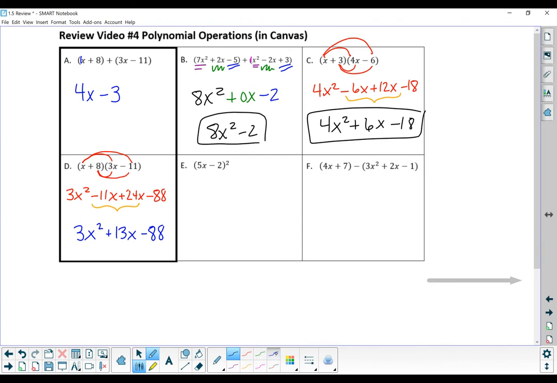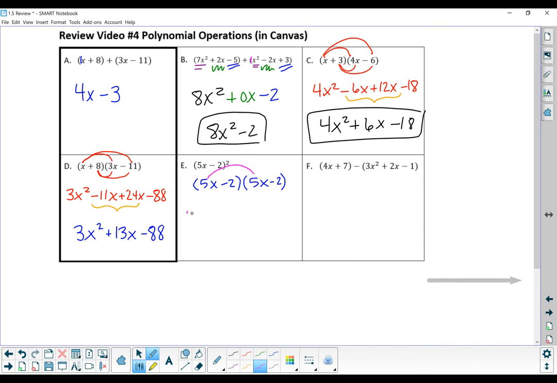Okay, E is one that sometimes gives people problems. We talked about it in lesson 4. When you need to square something, squaring means to times it by itself. So this is a multiplying problem. We cannot distribute powers. So we have to multiply the binomial by itself.